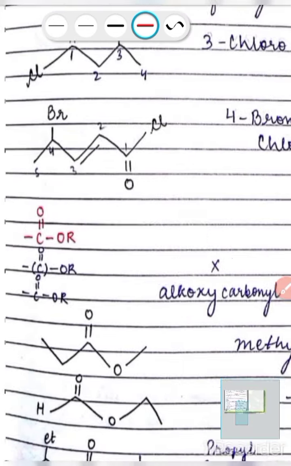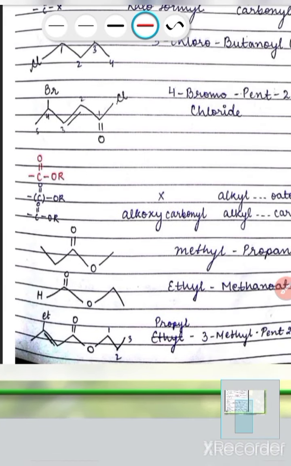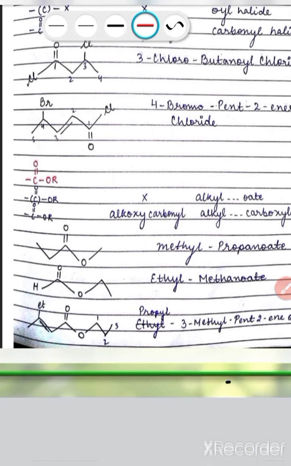I hope this much is clear. Now let's move on to our next group, that is the anhydride group. For anhydride, if C of the group is a part of the parent carbon chain, then the suffix used is alkyl oate, and if it is not, then the prefix used is alkoxycarbonyl, while the suffix used is alkyl carbonyl.